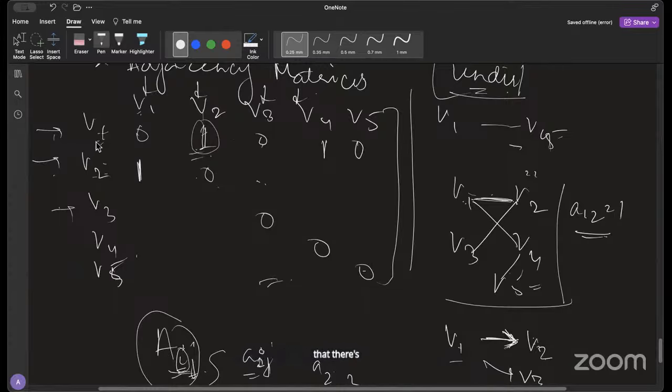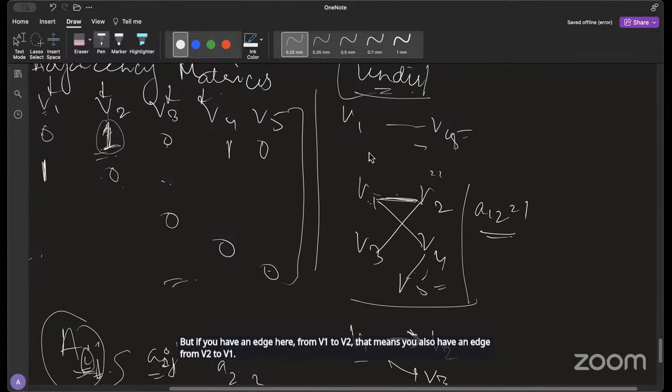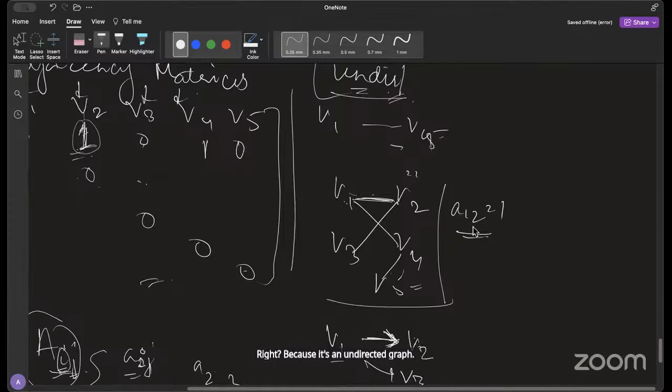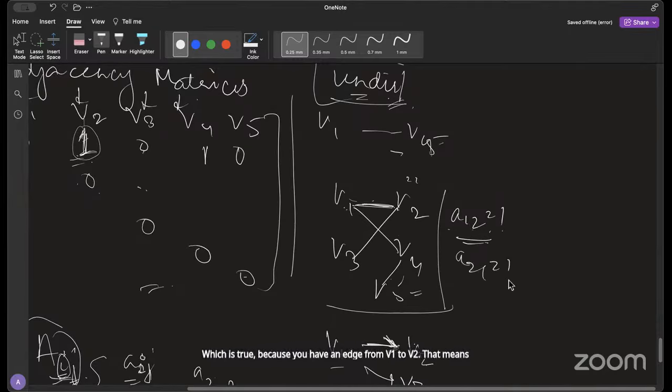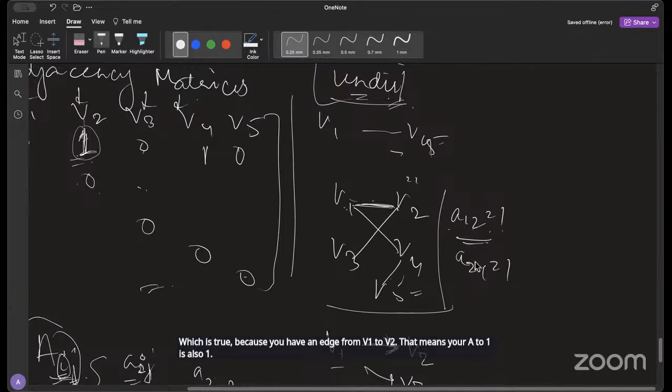That there's an edge from V1 to V2, right? That's when we write a 1 here. But if you have an edge here from V1 to V2, that means you also have an edge from V2 to V1, right? Because it's an undirected graph. That means if your A12 is 1, which is true because you have an edge from V1 to V2, your A21 is also 1 because there'll also be an edge from V2 to V1.